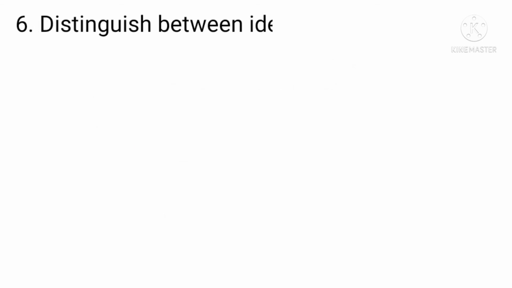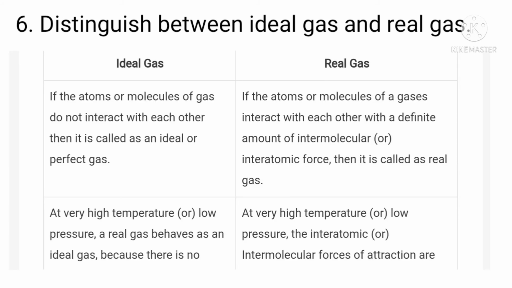Sixth question, distinguish between ideal and real gas. Ideal gas, real gas. Ideal gas: if the atoms or molecules of a gas do not interact with each other, then it is called an ideal or perfect gas. Real gas: if the atoms or molecules of a gas interact with each other with a definite amount of intermolecular or interatomic force, then it is called a real gas.